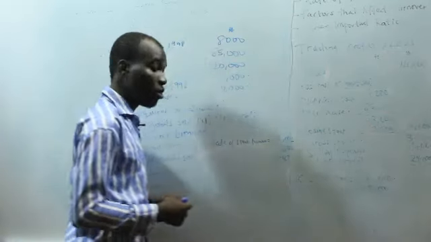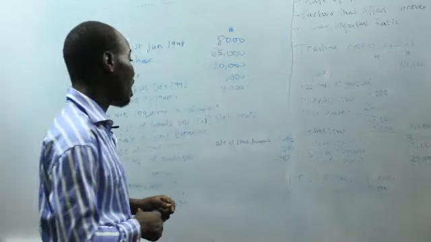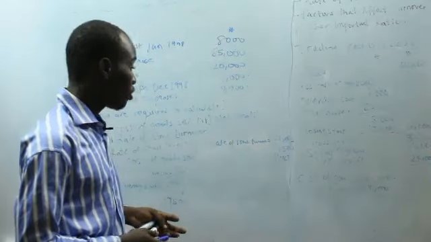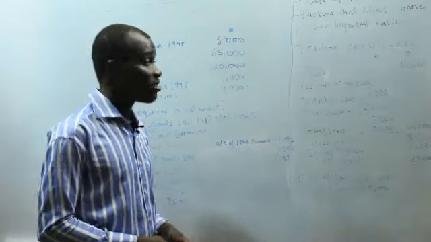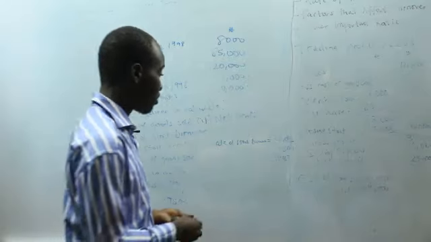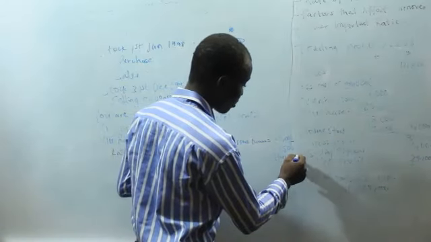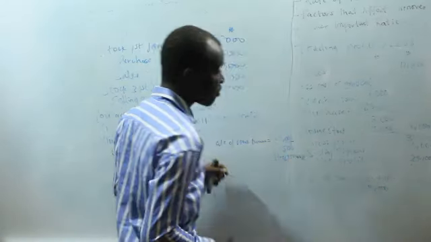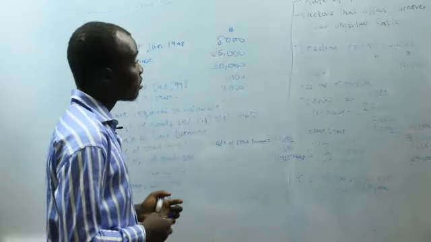11.47. So the number of times in which the value of the average stock is sold in the period is 11 times. So the rate of stock turnover is 11.47 times. So that is all that.